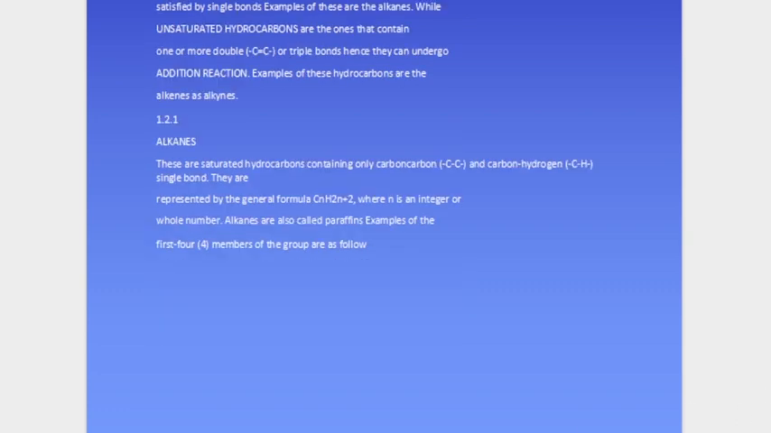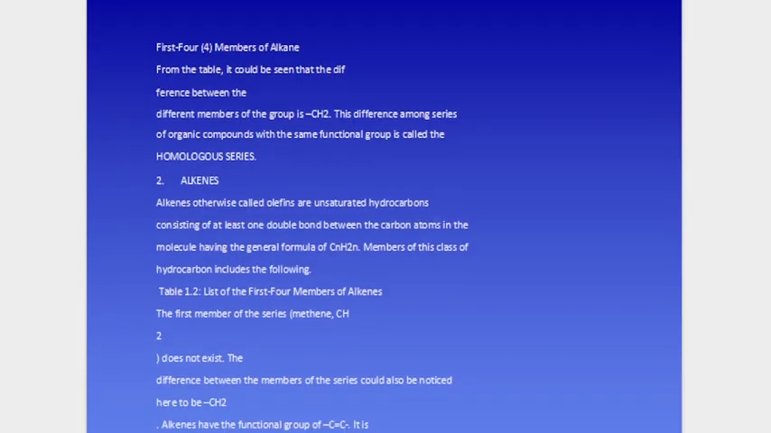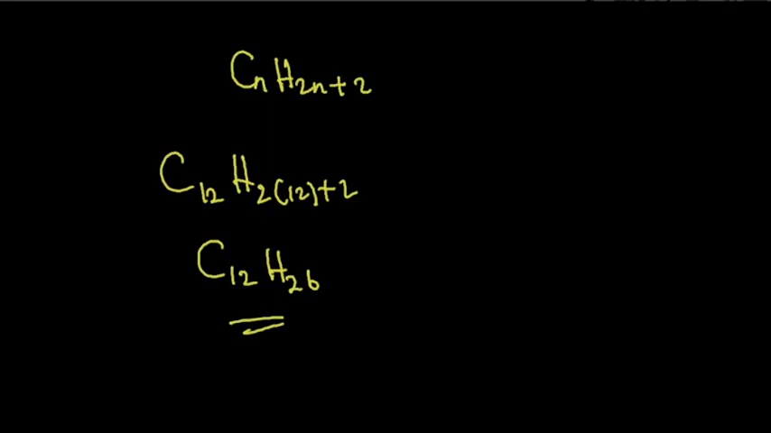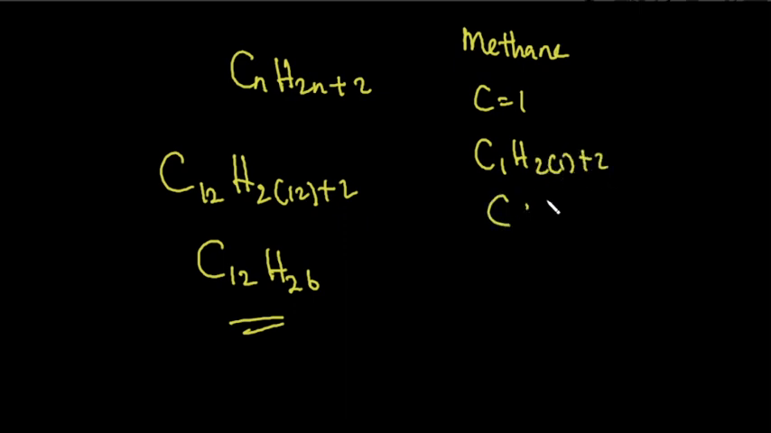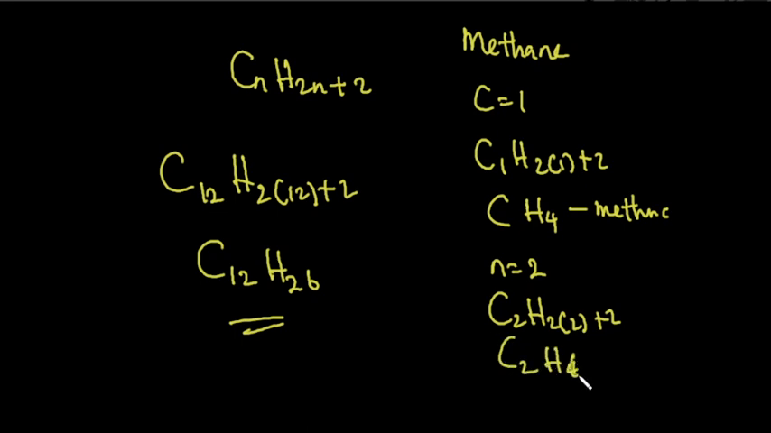Looking at them, the first four members include methane, which contains just one carbon atom. The next member is ethane, which contains two carbon atoms. You have propane, which contains three, and then butane, which contains four. If we are to write their chemical formulas based on what we know, for methane, n equals 1. So it's going to be C1H(2 times 1 plus 2). 2 times 1 is 2, 2 plus 2 is 4. So CH4 is methane. For ethane, n is going to be equal to 2, so that's C2H(2 times 2 plus 2), which is C2H(4 plus 2), which is C2H6.